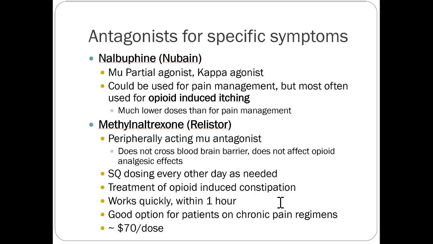You could give oral naltrexone like we just talked about, but methylnaltrexone is much more effective for this. So it's actually not terribly expensive considering the relief it provides patients, about $70 a dose, but we'll see if that price stays down like that.